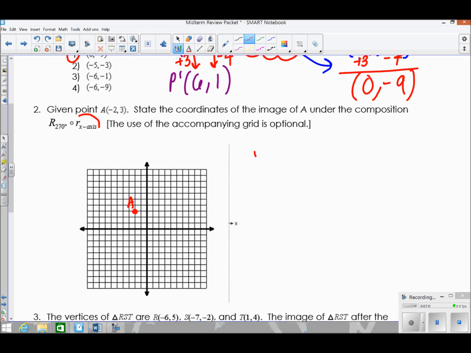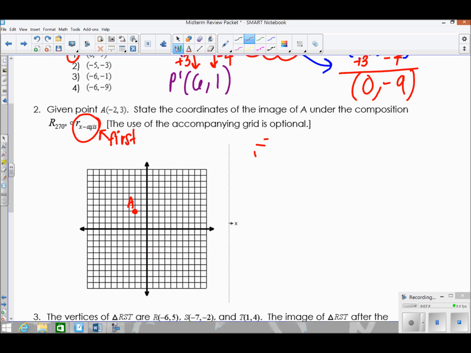So what that means, the first thing I have to do here is this reflection. So I'm doing, remember, lowercase r means a reflection, and you can always know that because the subscript is always going to be a line. We always reflect over lines, and we rotate around points at a certain number of degrees.